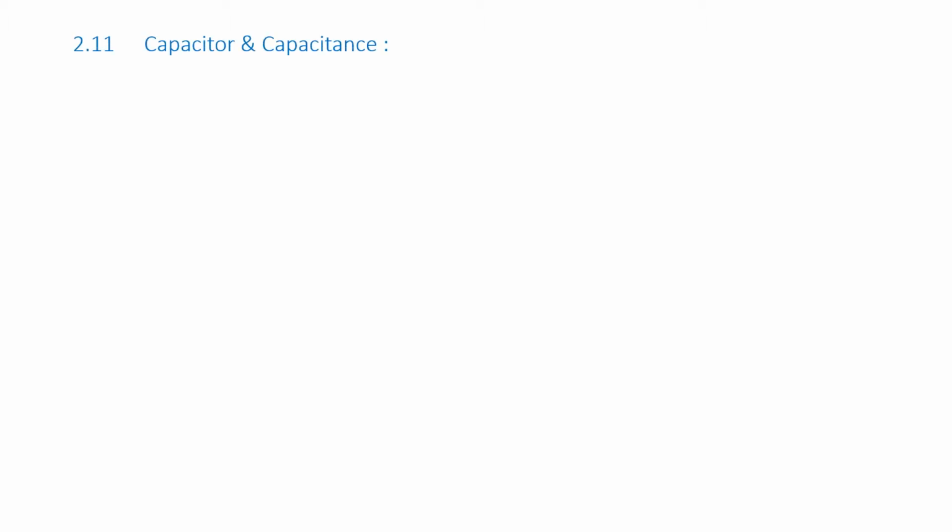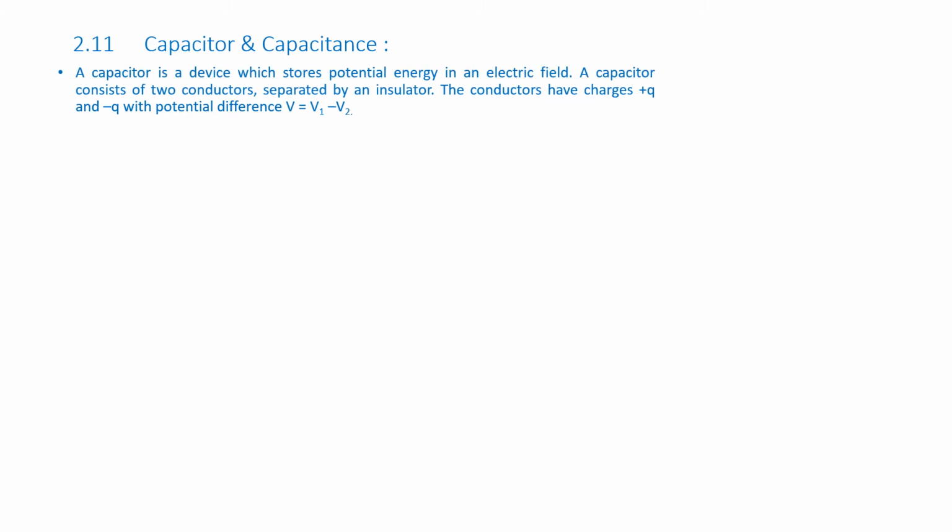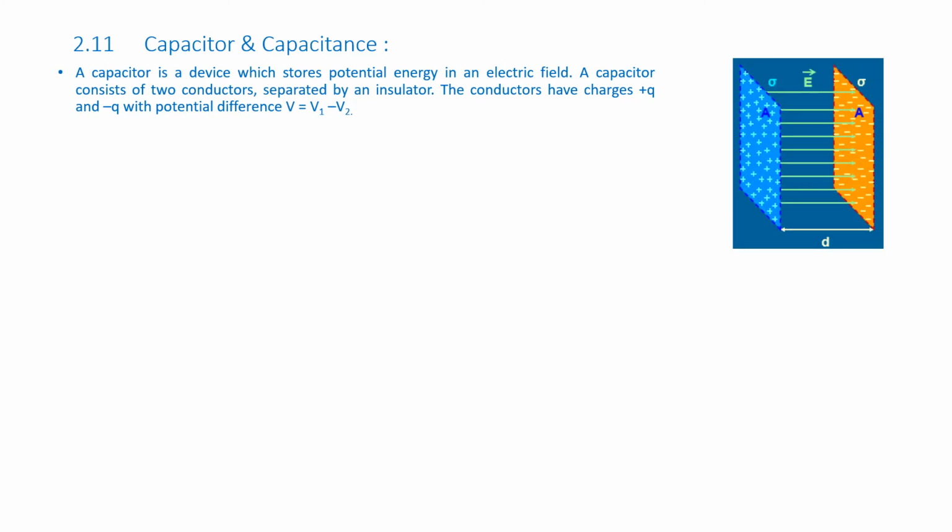Capacitor and capacitance. A capacitor is a device which stores potential energy in an electric field. A capacitor consists of two conductors separated by an insulator. The conductors have charges plus Q and minus Q with potential difference V equal to V1 minus V2. Please see the figure on the right hand side.